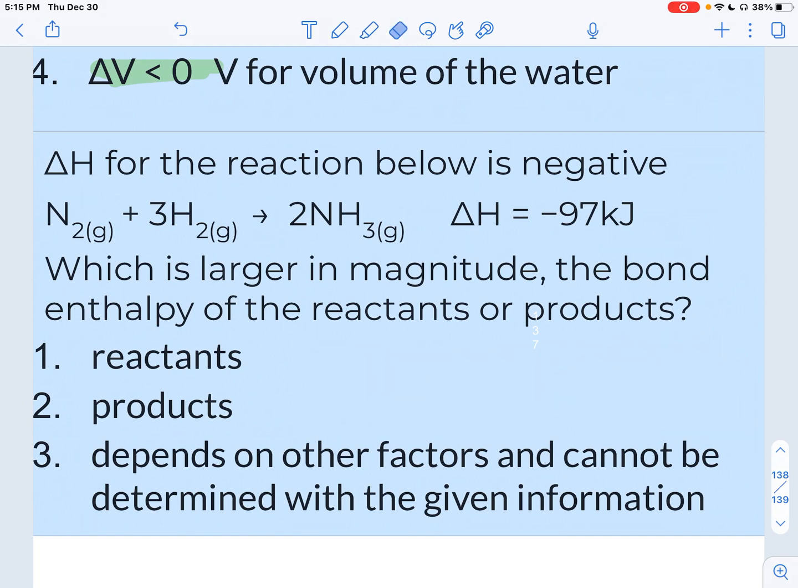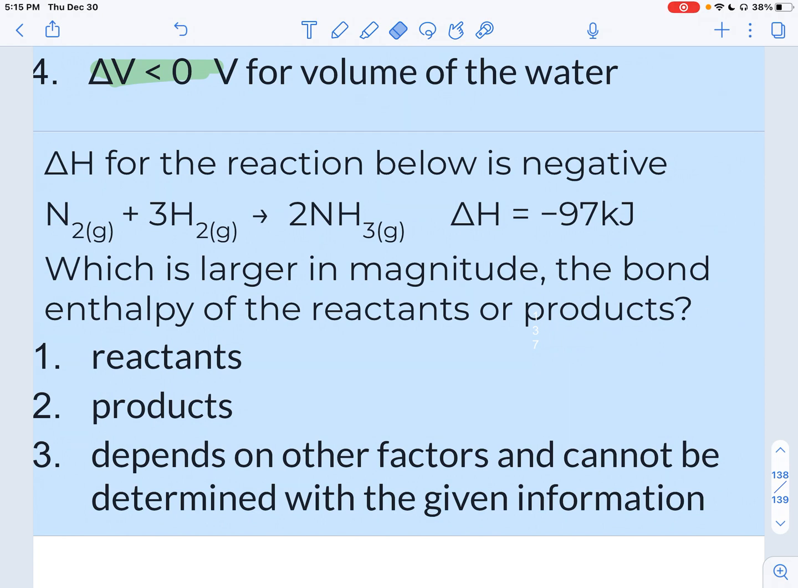So here's another conceptual question, but this time it's about bond enthalpy. Delta H for the reaction below is negative 97 kilojoules. Doesn't matter, you don't need to know that. Which is larger in magnitude, the bond enthalpy of the reactants or the bond enthalpy of the products?